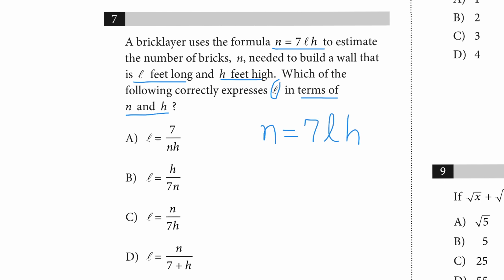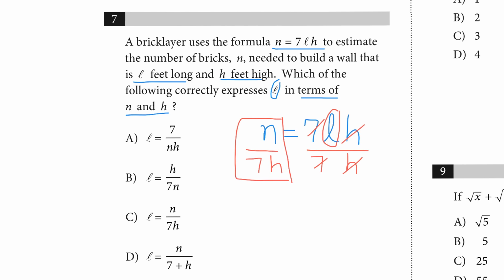So if I have N is equal to 7LH, which was given in the problem, I need to solve for L. So this is L right here. I need to solve for L, so I need to divide by 7 on both sides. That'll cancel this 7. I need to divide by H on both sides, and that'll cancel out this H. So I now have that L is N over 7H.